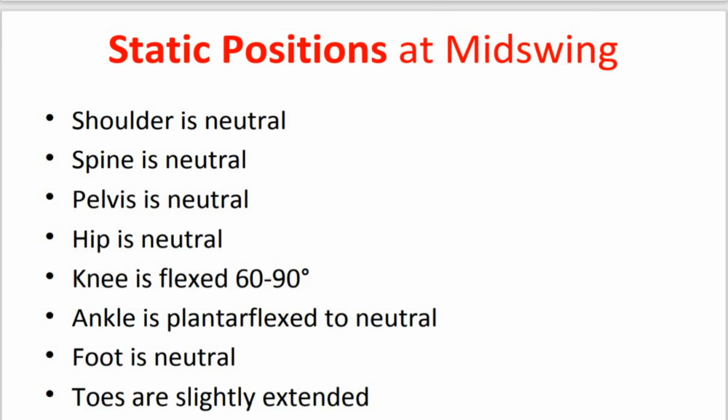Some static positions maintained in the mid swing phase are: shoulder is neutral, spine is neutral, pelvis and hip are neutral. Knee will be flexed to 60 to 90 degrees, ankle is plantar flexed to neutral, foot is neutral and toes are slightly extended.